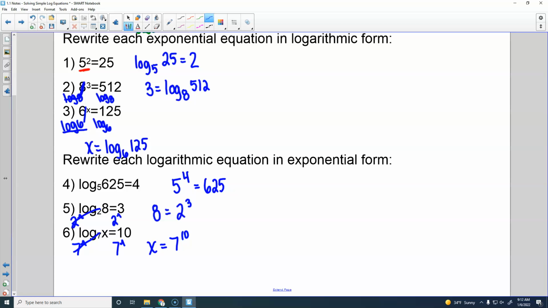Okay, have you guys seen this before? Remember doing it? Okay, it's familiar. Okay. All right.